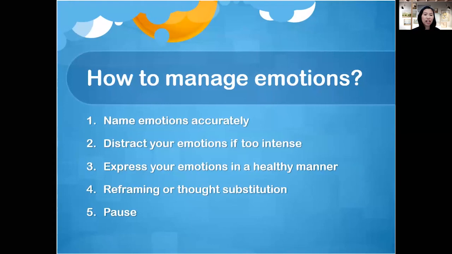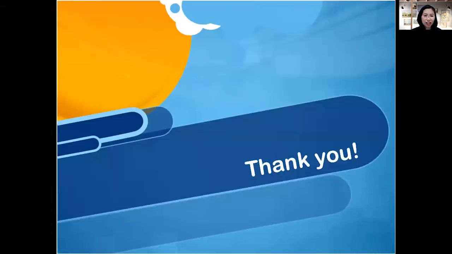So just to summarize, how do you manage emotions? Name emotions accurately. You can distract your emotions if too intense. You express your emotions in a healthy manner. You reframe your thought, no? Or you practice thought substitution. And one last thing is you can pause for a bit, pause. And then after that, when things are manageable, you have to go back and deal with the issue. Okay, so that ends my sharing.